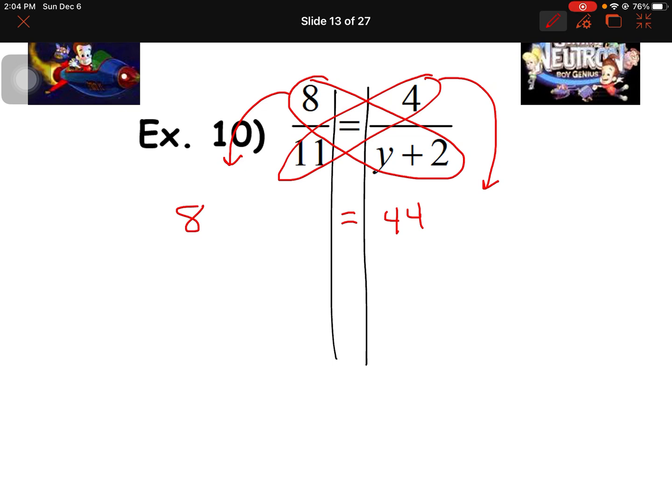Now, it's not just times the y. It's times the y plus 2. So what we're going to do is we're going to put parentheses around that. So it is the 8 times the whole denominator, y plus 2. Now that I wrote it that way, hopefully you recognize that you would now need to distribute. And so we're going to put it all together, what we did in last chapter. And so we get 8y plus, and 8 times 2 is 16 equals 44.